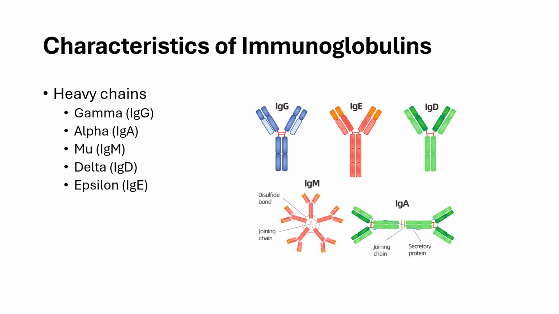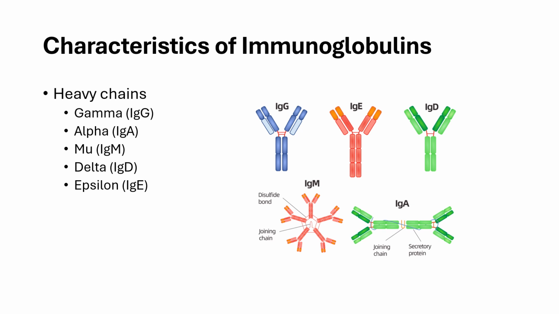All right, so characteristics of immunoglobulins. We have heavy chains. The antibodies or immunoglobulins are composed of heavy and light chains. The heavy chains determine the class of the antibody. So the types of heavy chains, we have the gamma, which is the immunoglobulin G or IgG. This is the most abundant antibody in serum, and it provides long-term immunity after infection or a vaccination.